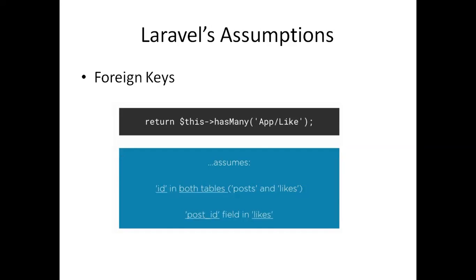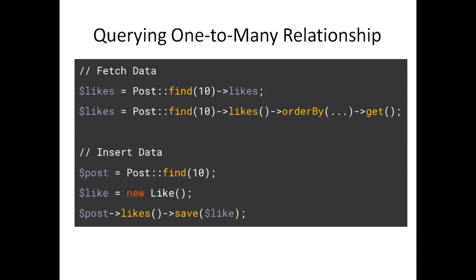If you have any other ID, then you have to explicitly mention it in the relationship. In the same hasMany relation, we have to pass another parameter, the primary key and then the foreign key both. Okay. But since we are already following that Laravel assumption, we do not need to mention those things. Okay.